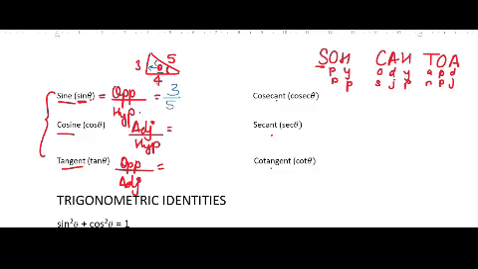Now if you are supposed to find the cosine or cos, what will you do? Adjacent first. Adjacent is this 4 because it's touching your theta. So it will be 4 upon hypotenuse, which is 5. If you are not able to figure out the hypotenuse, just remember the longest side is your hypotenuse.